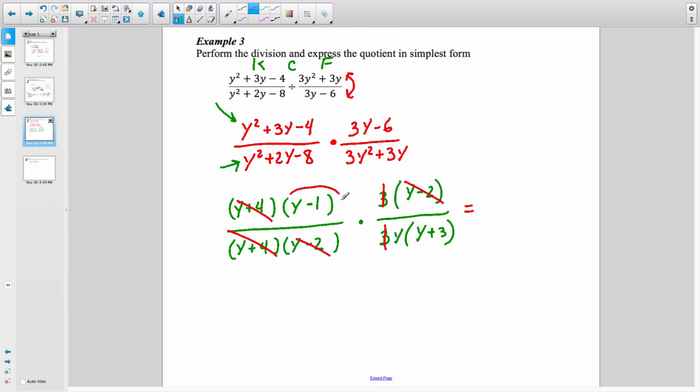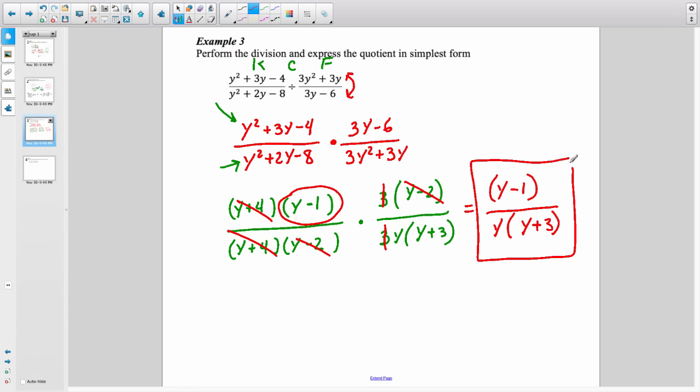So what was left was y minus 1 on the top of what looks to be y times y plus 3. Unless you can simplify this any further, this is your final answer. So what I'd like to point out is do not think that you can cross out these y's. You're not allowed to. This is about as simplified as you can get it right now. And that would be your final answer.